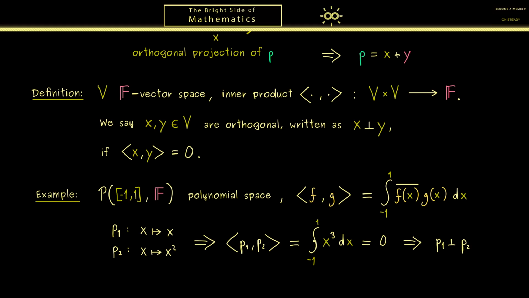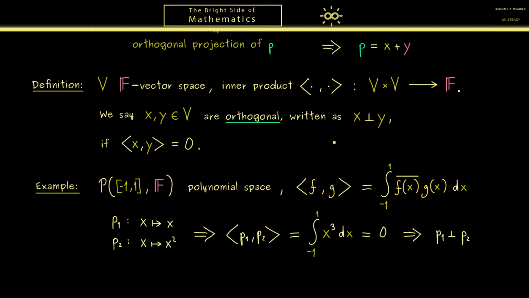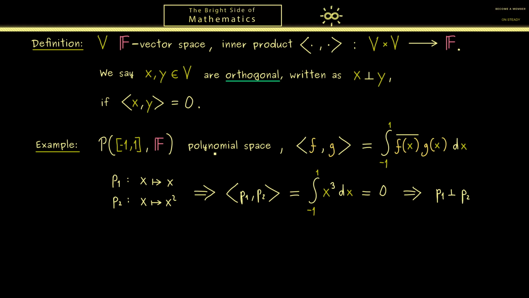This means if we see the polynomial space here with the geometry given by the inner product, then P1 and P2 have a right angle in between. So what we take from that is that the term orthogonal now also makes sense for polynomials. Indeed, the only thing we need for this term is an inner product space, which is simply any F vector space together with an inner product.